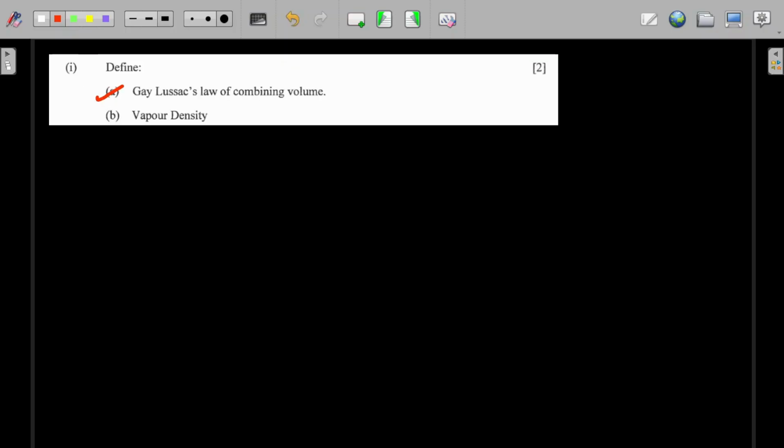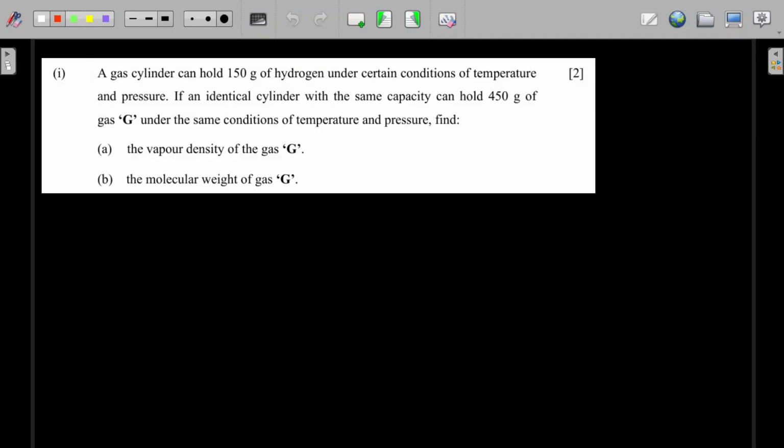In one question paper, they asked the definition, Gay-Lussac's law of combining volumes, and vapor density also. A similar kind of question for 2 marks, a very simple question, the calculation will be very simple. A gas cylinder can hold 150 grams of hydrogen under certain conditions of temperature and pressure. If an identical cylinder, same capacity, can hold 450 grams of gas G at the same temperature and pressure, find the vapor density and molecular weight. Aryan, tell me what is the vapor density of this?